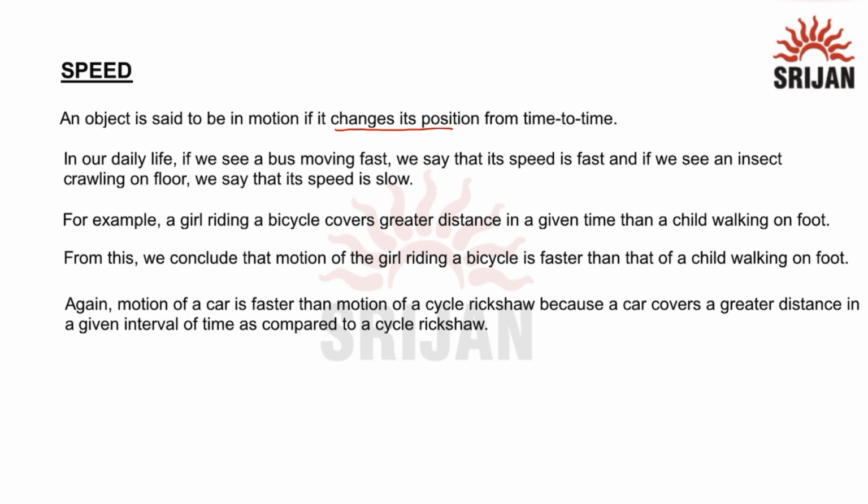Now, to understand speed, we should look at some examples. To determine which object is moving faster or slower, we compare the distance covered by each object. For example, a girl on a bicycle covers a greater distance in a given interval of time than a child walking. This means that the bicycle's speed is greater.